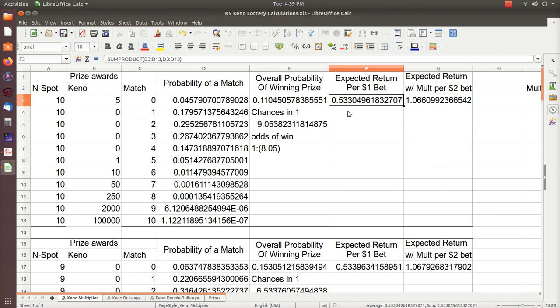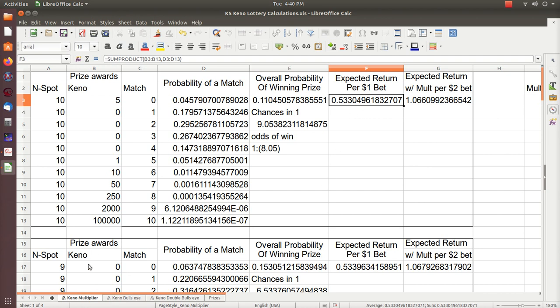So every dollar you play, you expect to win 53 cents back on average. Now, some states have what's called a multiplier option, and Kansas doesn't, so we're not going to review that. This is discussed in my previous videos when we looked at Missouri Keno Lottery. It should be noted that in Missouri, your expected return is around 60 to 62 cents, so you win roughly 10 cents per dollar more if you play Missouri Keno Lottery versus Kansas Keno Lottery.